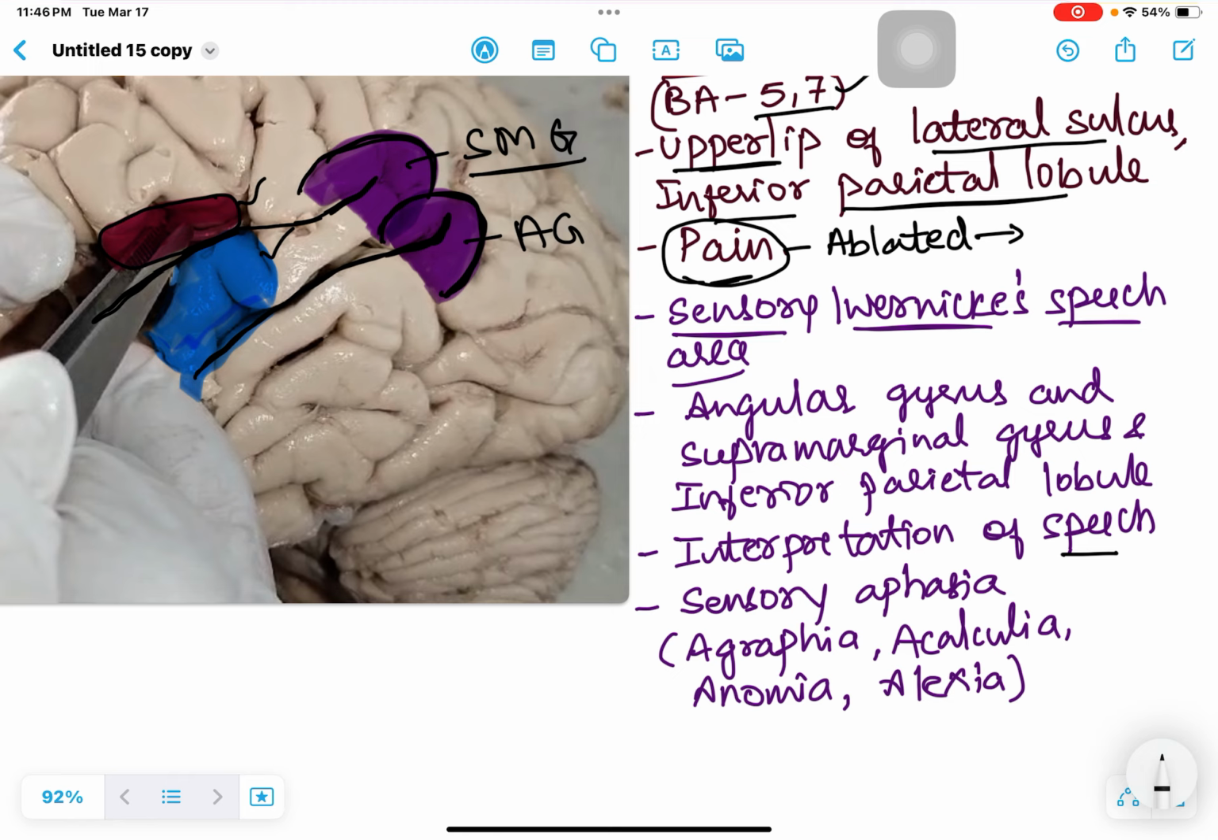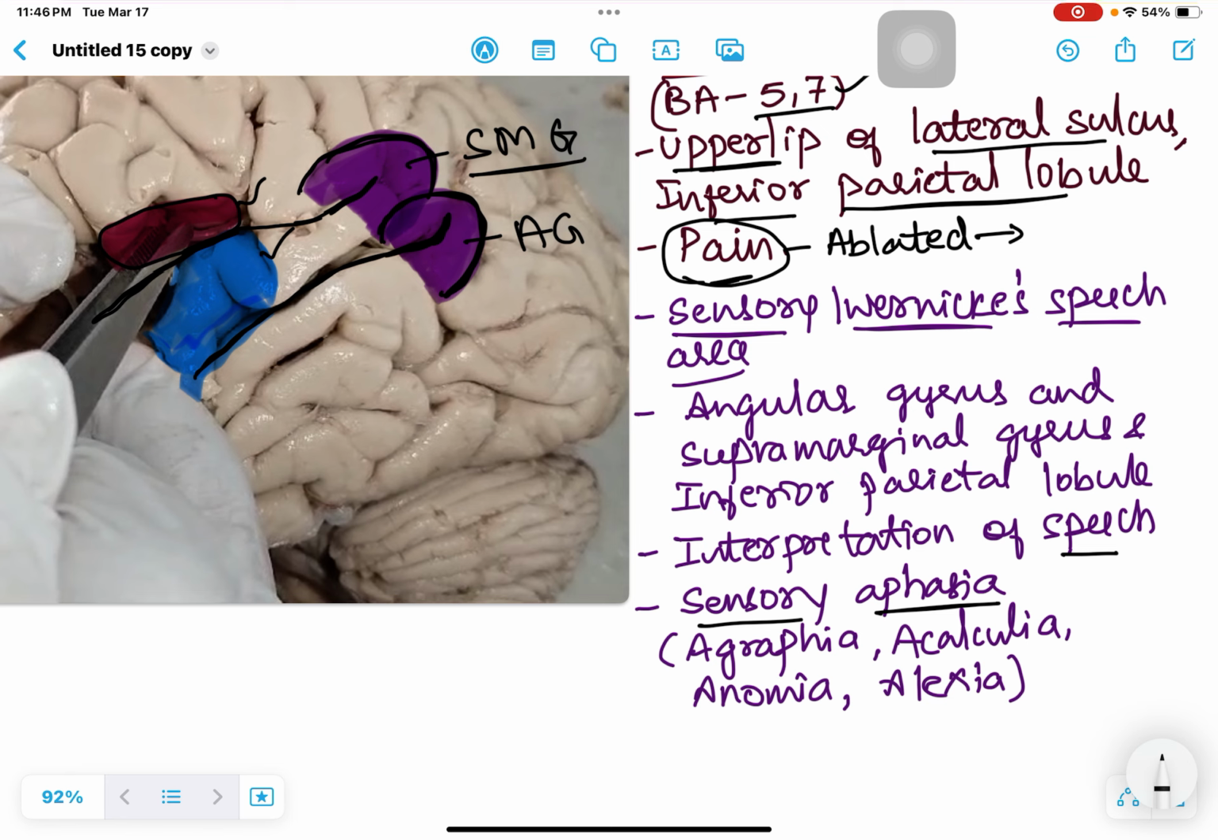When this area is damaged, it leads to sensory aphasia. That means the patient cannot interpret speech. He can produce the voice, but that voice doesn't have any meaning. There won't be any full stops or commas, and the language is very absurd, and another person cannot understand what he is speaking. There is no specific meaning for that language, but vocalization is present because the motor area is functioning properly.